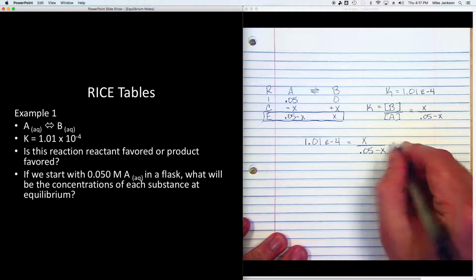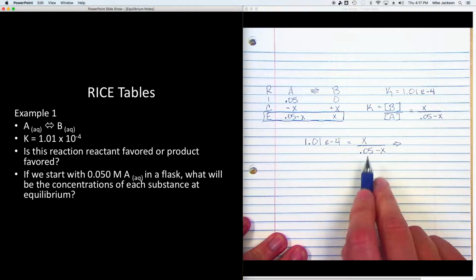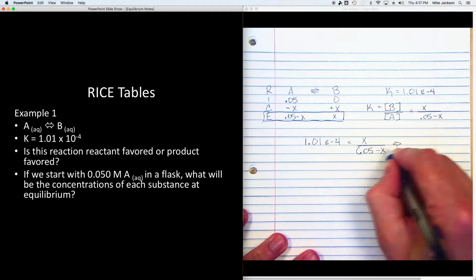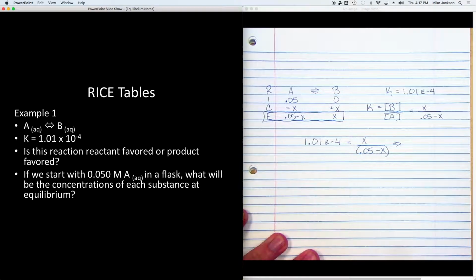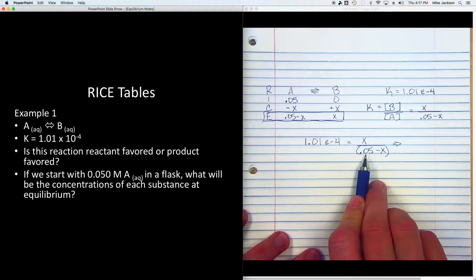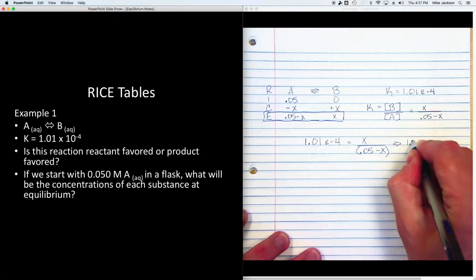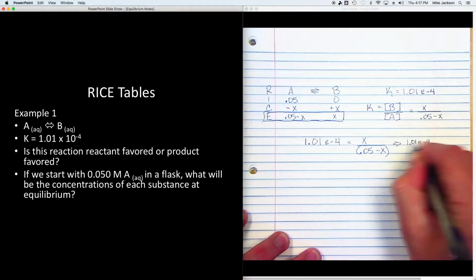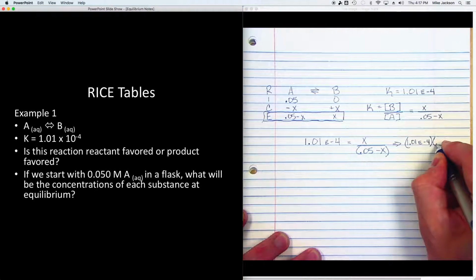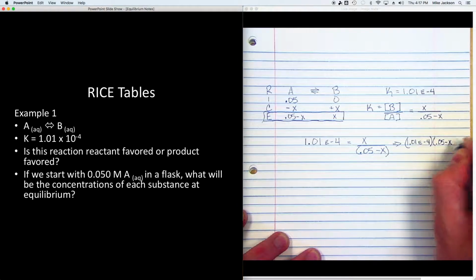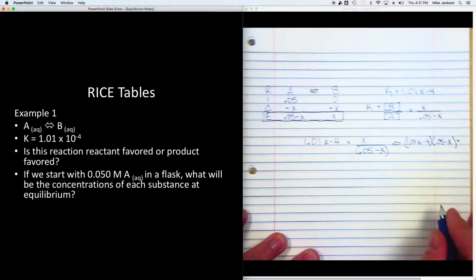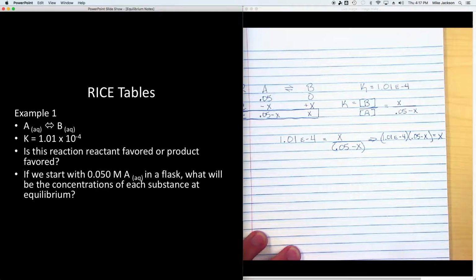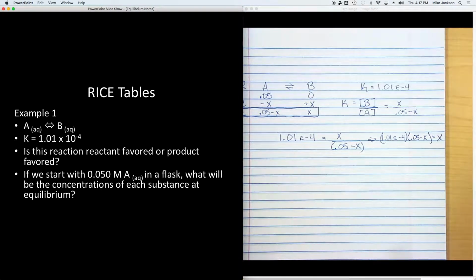So, to simplify this and solve for x, I'm going to take this quantity and I'm going to multiply both sides by it, so that way it's out of the denominator on this side. So I have 1.01 times 10 to the minus 4 times the quantity 0.05 minus x. And that will be equal to x. So now I have some algebra work to do to clean up and move x over to one side so I can isolate, solve for x, and plug back into my Rice table so I can find those concentrations.